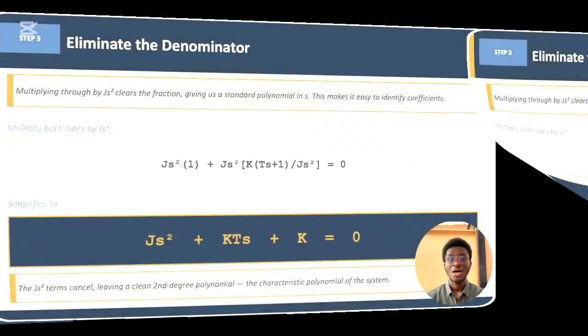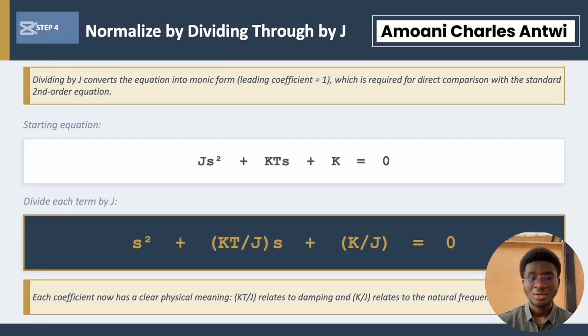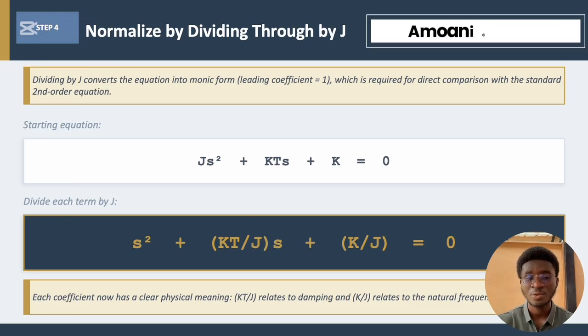Thank you. Hi everyone, I'm Winnie Charles NG. In this step, we are going to eliminate the denominator. To do that, we multiply through by JS squared. That gives us JS squared plus K times (TS plus 1) equal to 0, which further simplifies to JS squared plus KTS plus K equal to 0. Now we divide through by J to convert the equation into monic form. That gives us S squared plus KT over J times S plus K over J equal to 0. This version of the equation is easier to compare to the standard second order system equation.